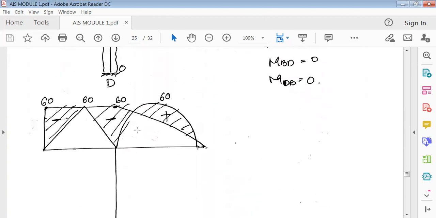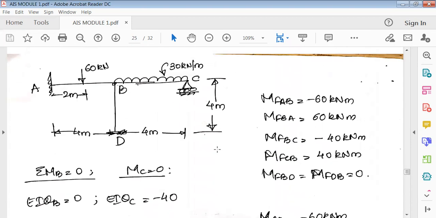Try this problem. This is how you calculate the fixed end moments and draw the bending moment diagram and the deflected shape of the beam.